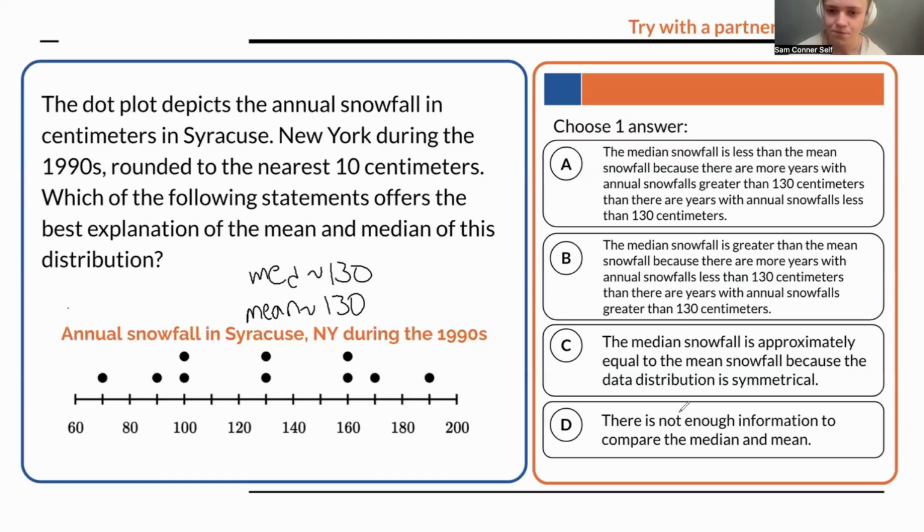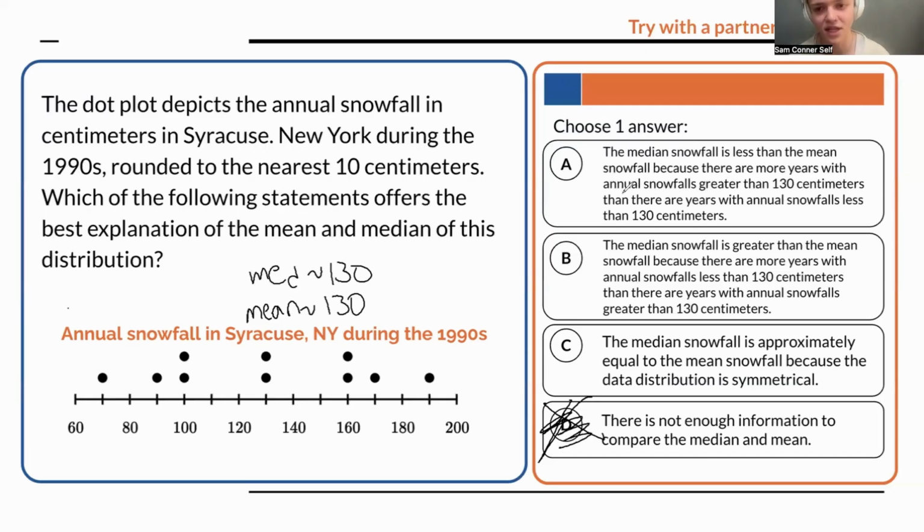So, all right, D says that there's not enough information to compare the median and mean. We can go ahead and cross this one out because they do give us enough information. They give us the data set here. If they had just given us this word problem and hadn't included this graph, then there wouldn't be enough information to draw a comparison. But they did give us this graph, so we know that it can't be D.